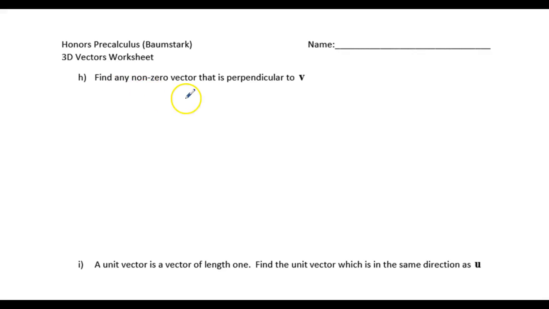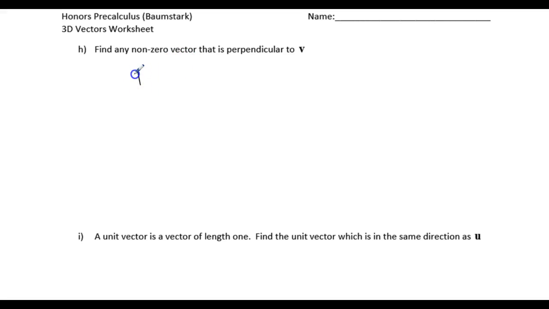All right, for H, we want to find any non-zero vector that's perpendicular to V. Remember, two vectors are perpendicular if they share no components in common. In other words, the dot product is 0. So let's call the vector we're looking for W, and let's say its components are x, y, and z. That means we want the dot product of these two vectors to be 0.